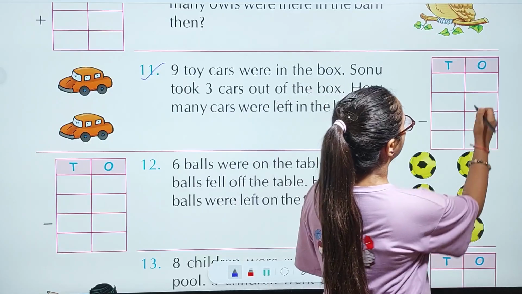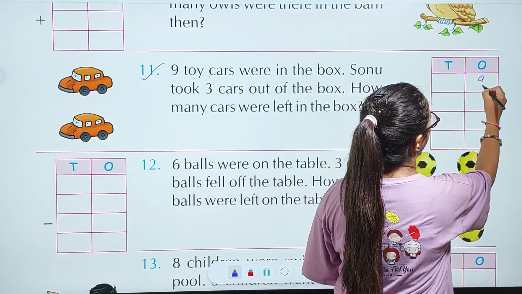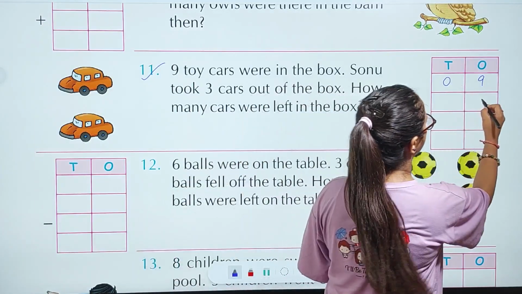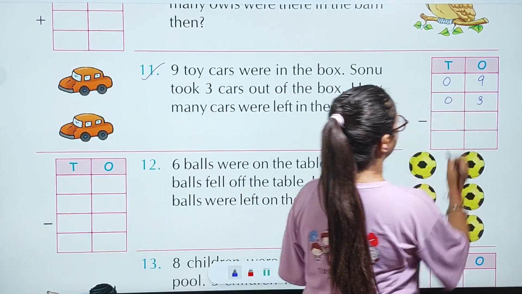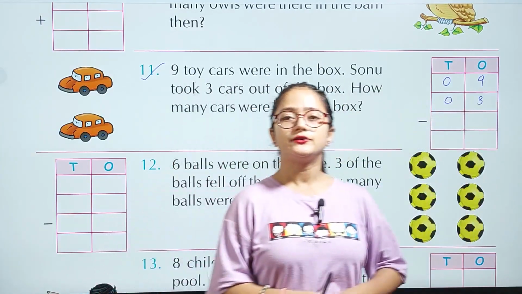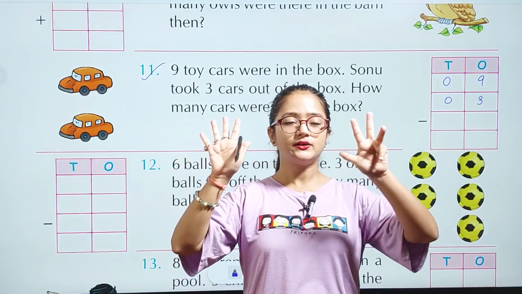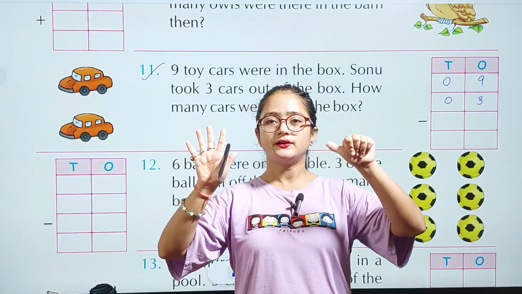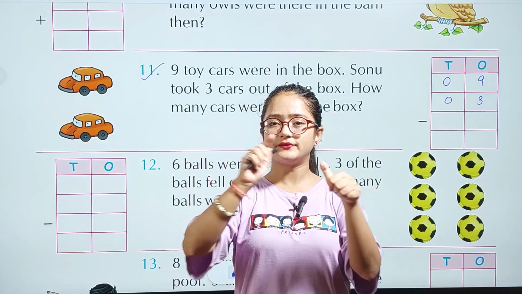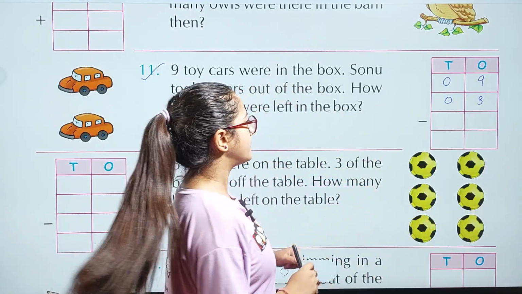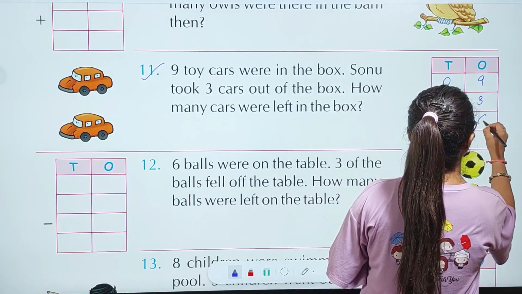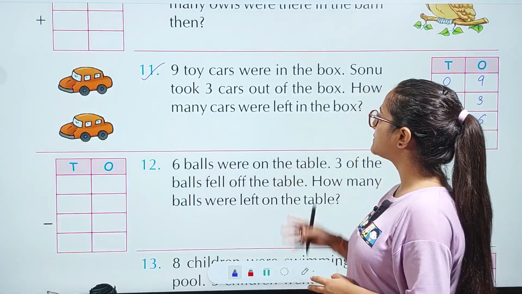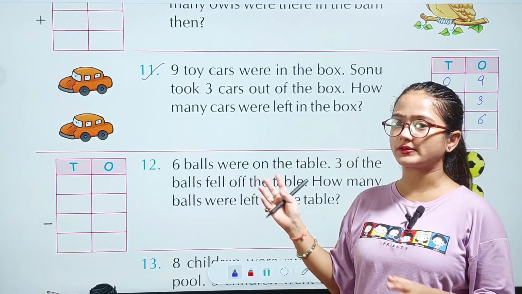First write down 9 in the ones place, and in the tens place it should be 0. Then write down 3 in the ones place, and in the tens place it should be 0. Now take out 9 fingers and deduct 3 fingers. Just close 3 fingers. Now how many are there? 5, 6. So write down 6 here and 0 in the tens place. That means 6 cars were left in the box.